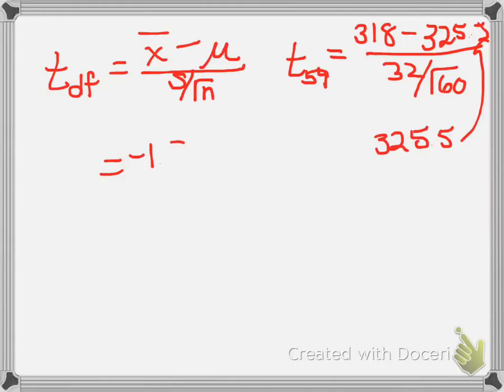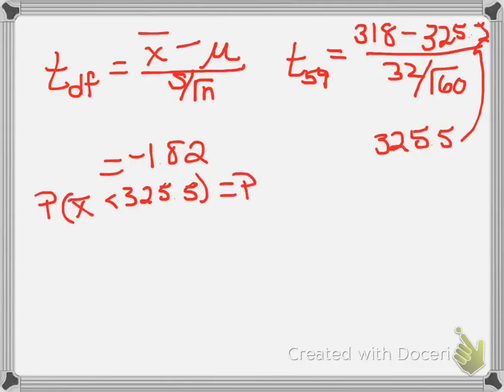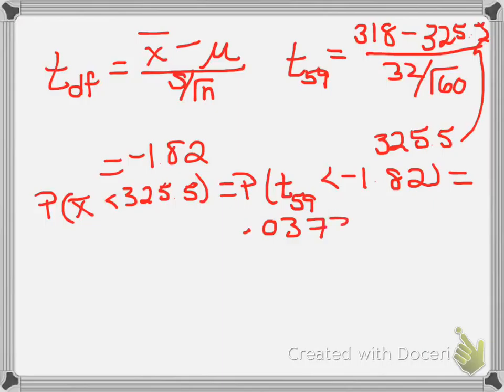negative 1.82. So the probability that my sample mean is less than 325.5 is equal to the probability that t sub 59 is less than negative 1.82, which is equal to my p-value, which is 0.0373.